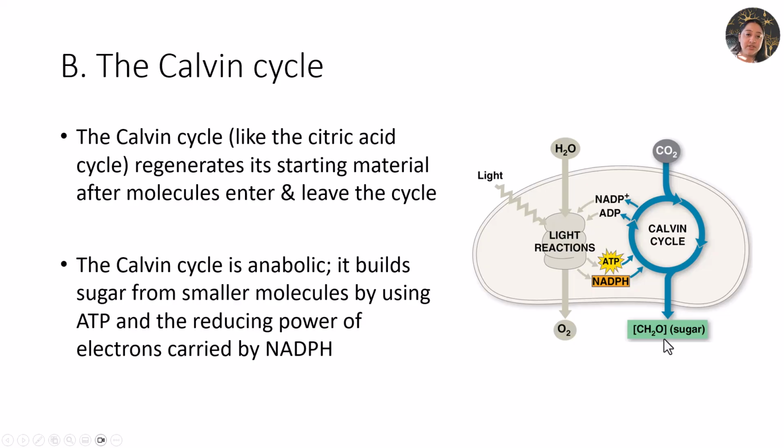The Calvin cycle is anabolic. So anabolic means building things. It builds sugar from smaller molecules by using the ATP and the NADPH that come from the light reaction. So the ATP puts in the energy, and then the NADPH brings some reducing power of electrons that are carried on it.